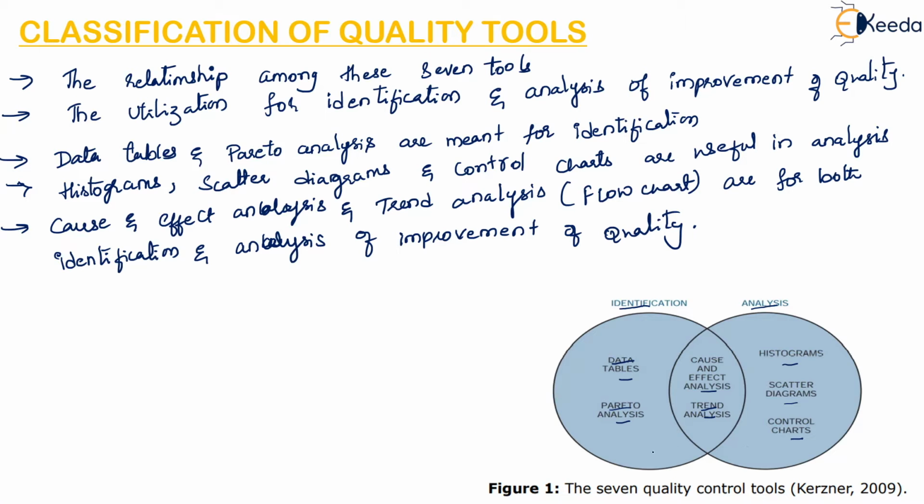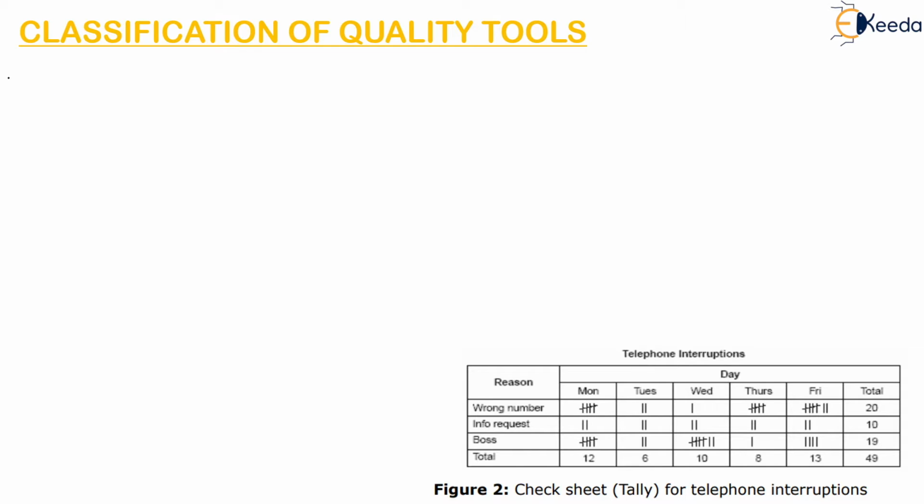Now let us discuss these 7 tools one by one. So the first one, that is the check sheet. Check sheets are simple forms with certain formats that can help the user to record data in a firm systematically. These check sheets are forms of certain format which will help the user to collect the data or record the data in a firm in a systematical manner.